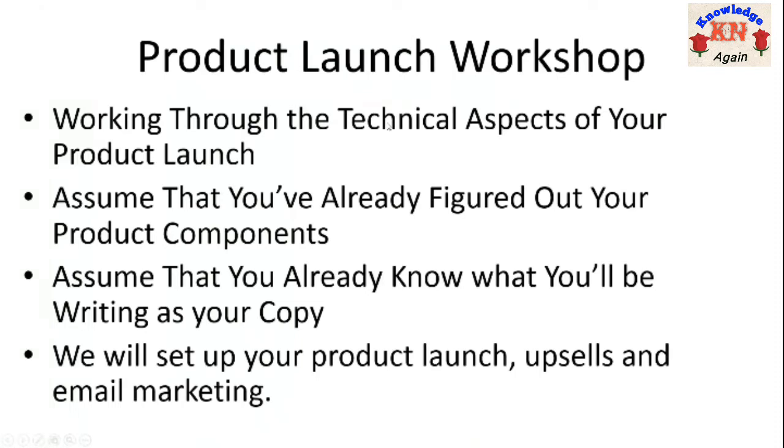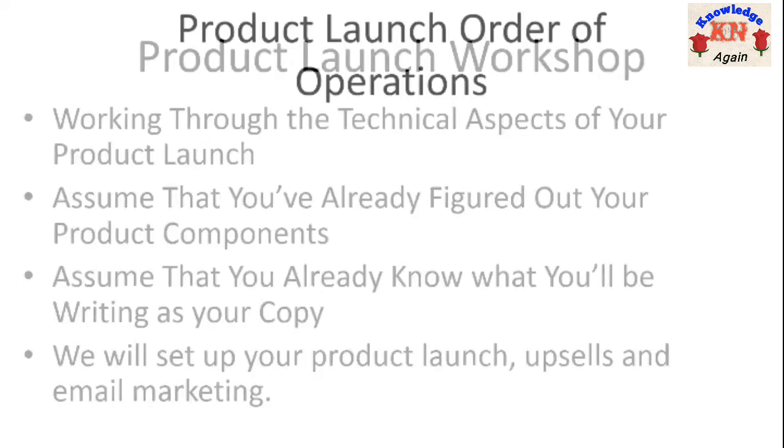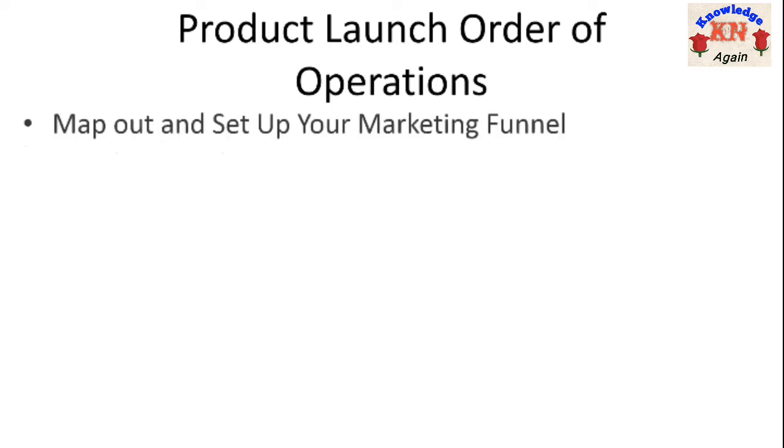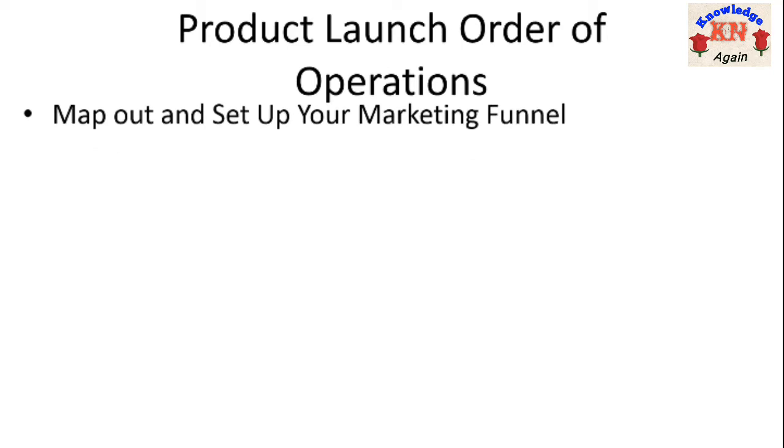All right, so what we're going to do is set up your product launch, your upsells, and your email marketing. So let's talk about the order of operations and the order that you need to do things. The first thing you're going to want to do is map out and set up your sales and marketing funnel. And so let's talk about what that means.